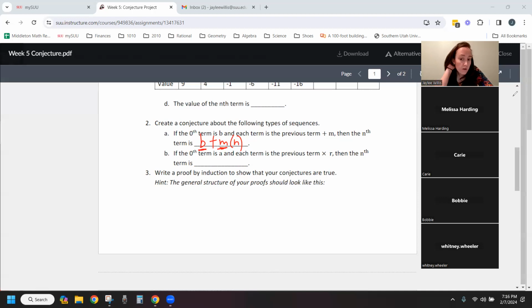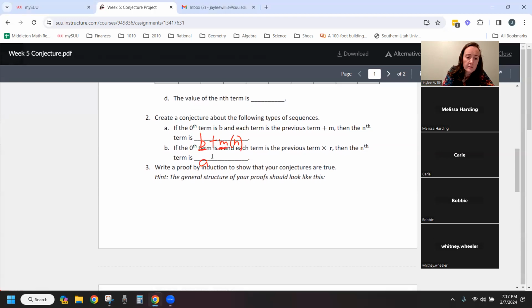And then for the second conjecture, what would that one look like? So this time the 0th term is a, and each term is the previous term times r. What would the explicit formula look like in that case? Yep. Yep, you guys got it. So we would have a times r to the n.